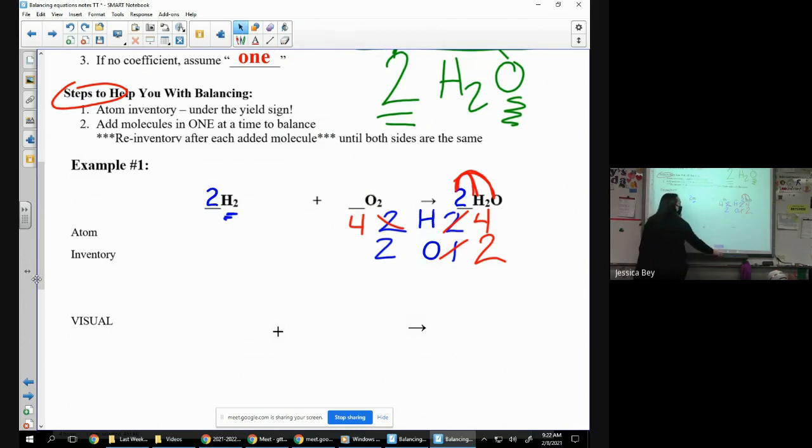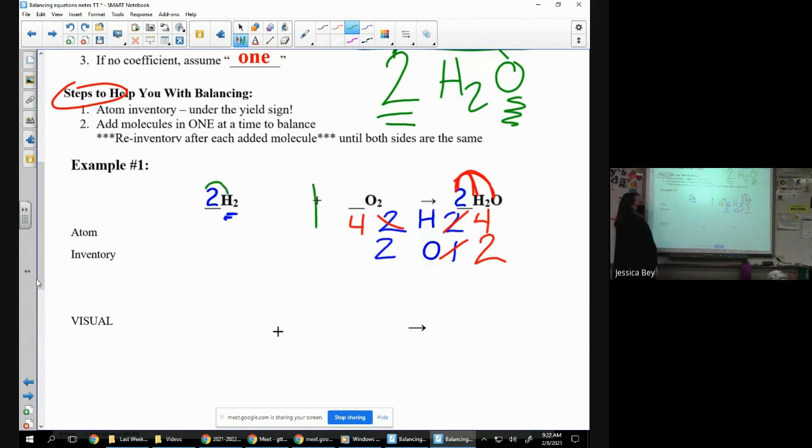Let's take a moment really quickly, though, just for a common misconception. This 2 only talks about the hydrogen. It does not go past the plus sign, okay? So the 2 is only talking about the hydrogen, so I got 4. So I have 4 hydrogens, 4 hydrogens, 2 oxygens, 2 oxygens. This is balanced, okay? They will get harder.